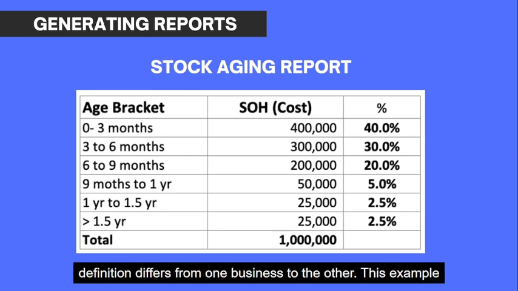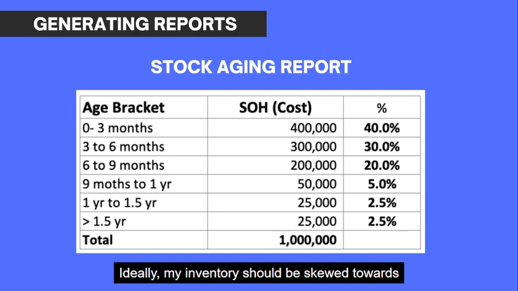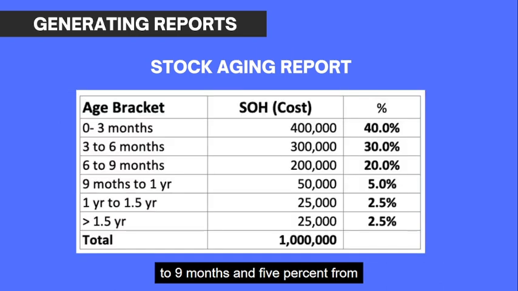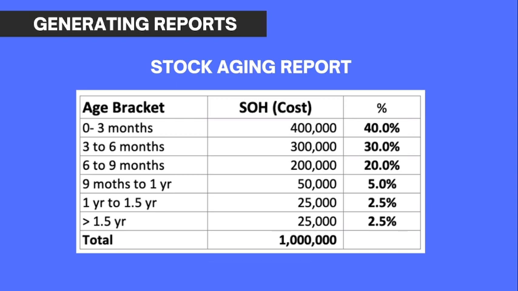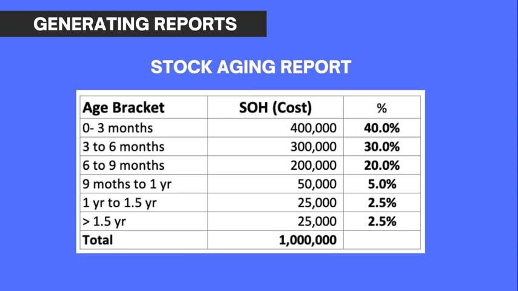Of course, fresh definition differs from one business to the other. This example is from a fashion business. Ideally, my inventory should be skewed towards the lower age brackets. This means I have newness in my business. For example, I could have 40% below 90 days or 3 months, and then 30% from 3 to 6 months, and then 20% from 6 to 9 months, and 5% from 9 to 12 months, and maybe 5% above 12 months. This is just an example.